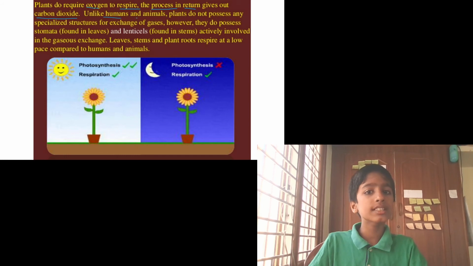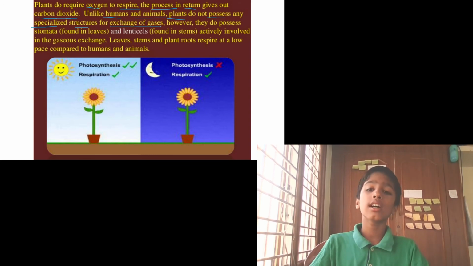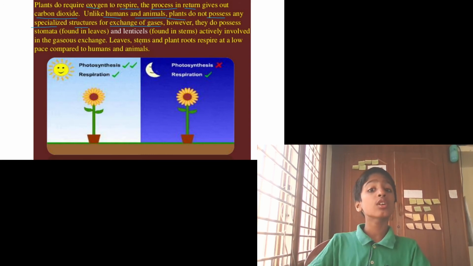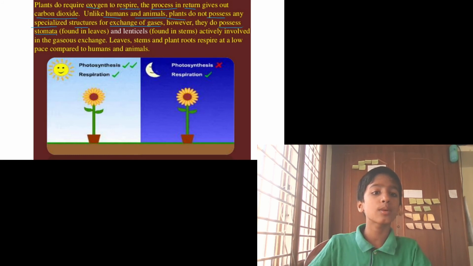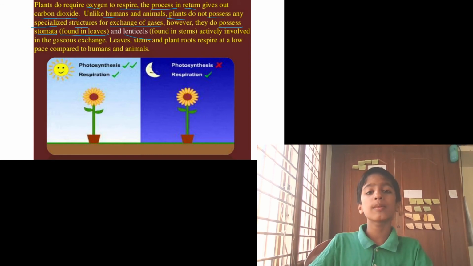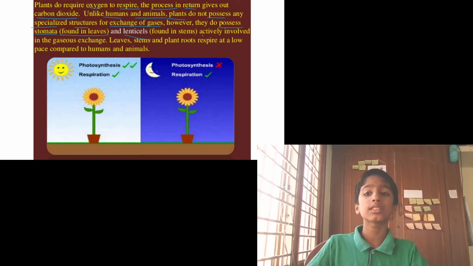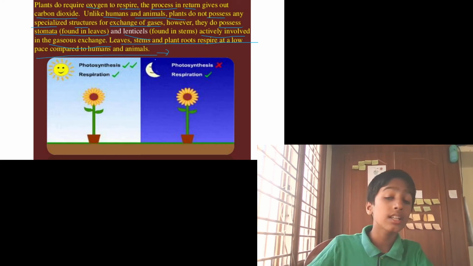Unlike humans and animals, plants do not possess any specialized structures for exchange of gas. Like us or others, they do not have specialized organs to exchange gas. They do possess stomata, found under the leaves. Some plants have them on the upper leaves too, and lenticels found in the stem are actively involved in gas exchange. So leaves, stems, and roots respire at a low pace compared to human beings. They respire only a little oxygen.